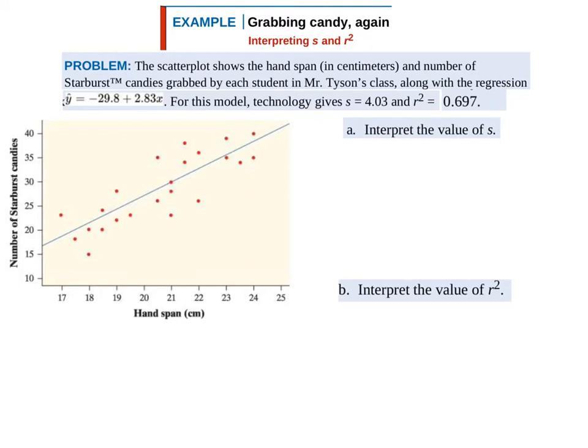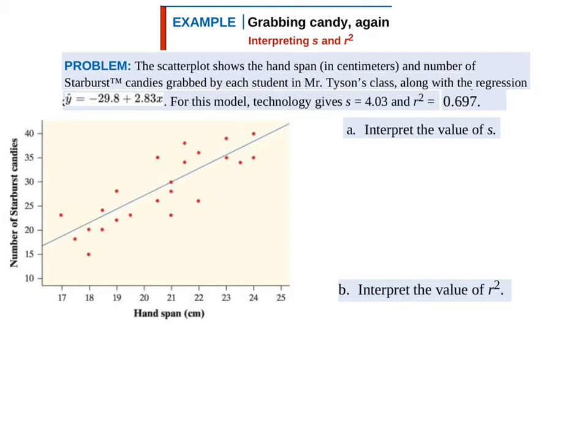You know what's coming. Let's do an example. This one is about grabbing candy, again. The scatter plot here represents the relationship between hand span in centimeters and the amount of candies, Starburst, that were grabbed in this particular experiment. Our regression line is this equation here, which is this blue line right there. And when we use our calculator or any kind of statistical software, it gives us our S value of 4.03 and our R squared of 0.697.